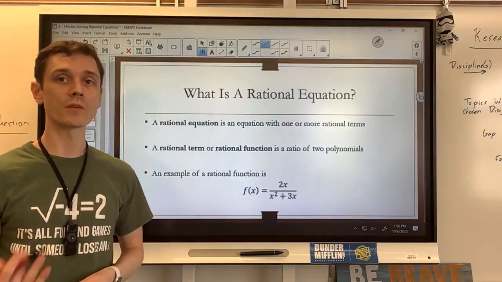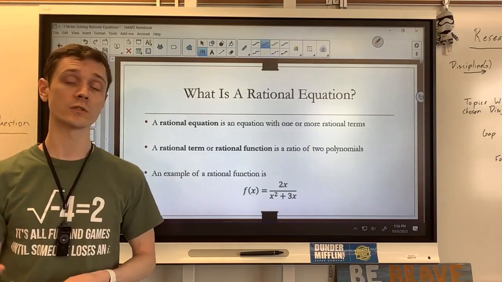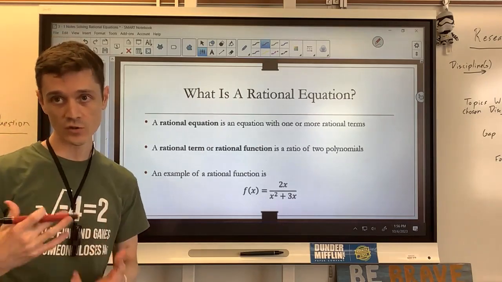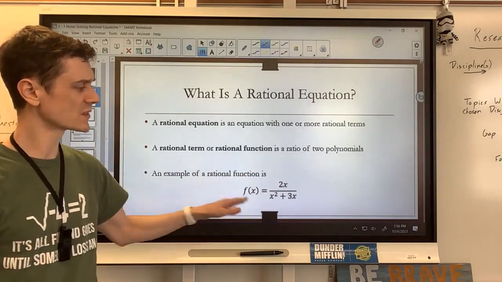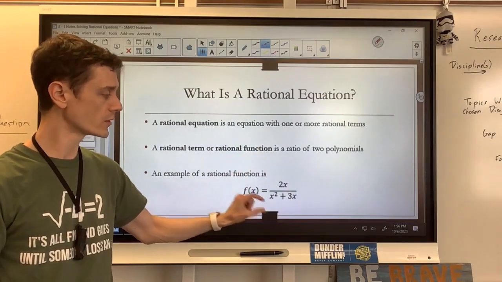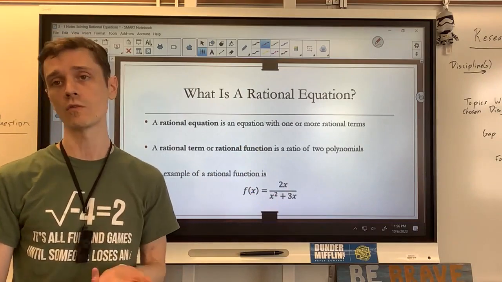First, just to define what a rational equation is. A rational equation is an equation with one or more rational terms in it. And a rational term or a rational function is just a function of two polynomials. Sometimes it's easier to see what I'm talking about rather than to look at the definition. I'm talking about seeing a polynomial for the numerator and a polynomial for the denominator. It's kind of like a fraction of polynomials.